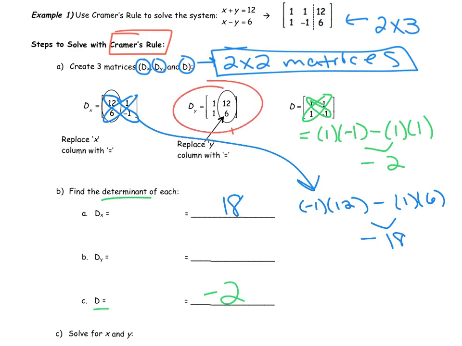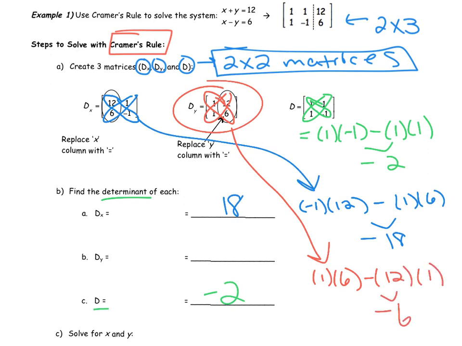Determinant for y, again, same method, guys. Multiply along the main diagonal, subtract it from the opposite. So I have 1 times 6 minus 12 times 1, and you get negative 6.